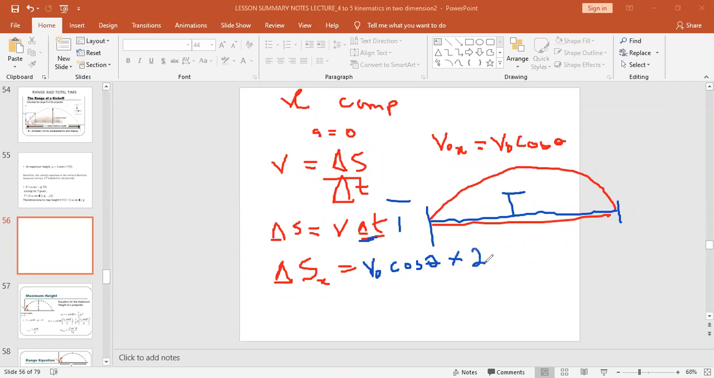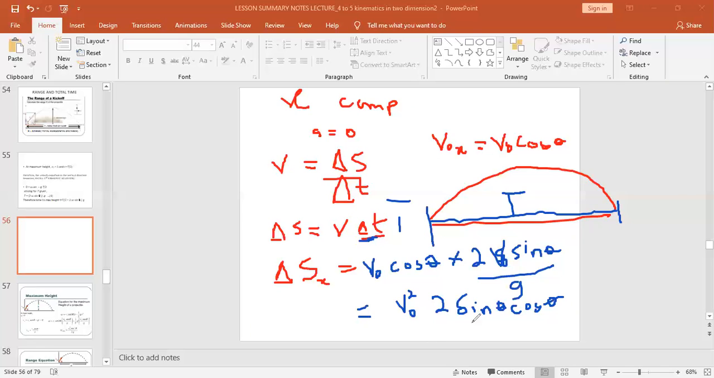We had 2 V naught sine theta over G. So this will lead us to get V naught squared times 2 sine theta cos theta over G. Okay, good.